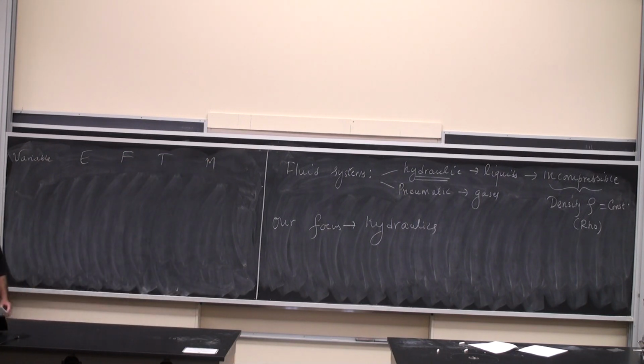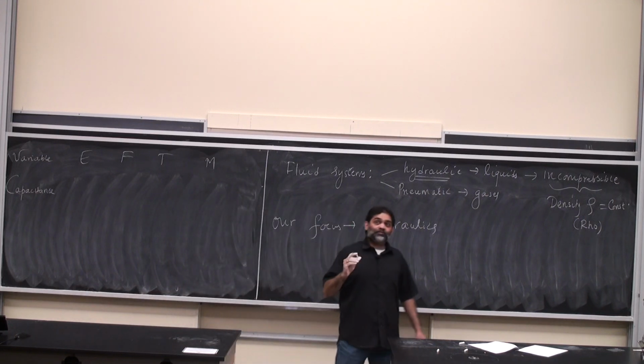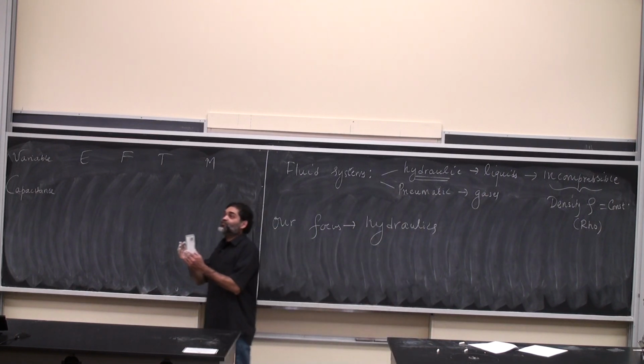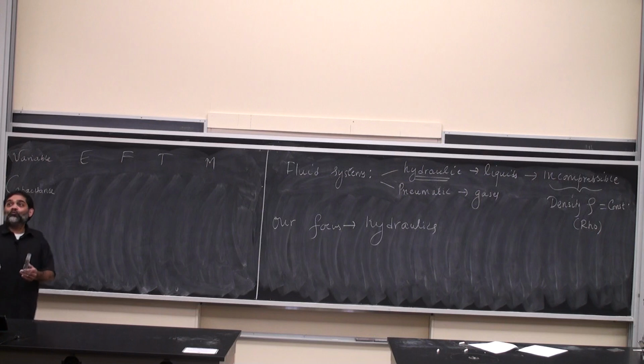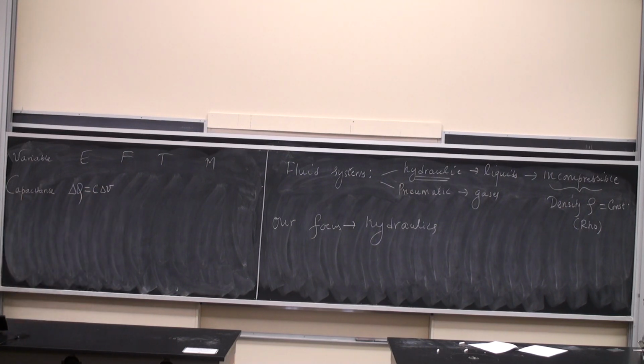We don't define capacitance for mechanical systems. It's also not needed from that perspective. So capacitance. Capacitance for electrical systems is related to charge, right? So the change in the charge is proportional to the change in the voltage, and the constant of proportionality for the capacitor is the capacitance. So delta Q is equal to C times delta V.